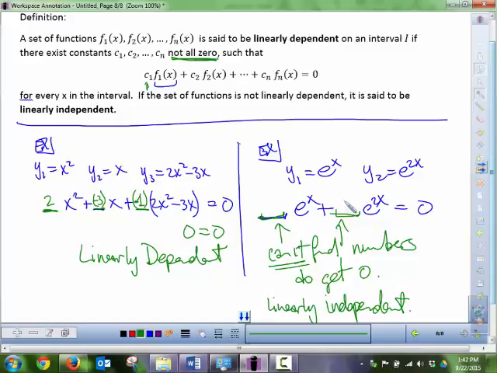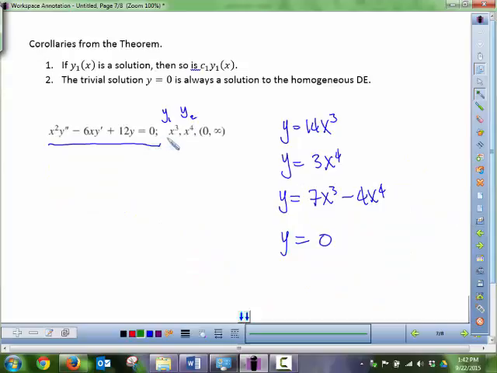Because if they're linearly dependent, then when we're counting the number of functions that we have to build up our solution using the superposition principle, here we have two functions, x to the third and x to the fourth, that satisfy this equation. The question is, are there any more? Well, wait. Before that, the question is, are these two linearly independent or dependent? And we'll see that they're actually independent.